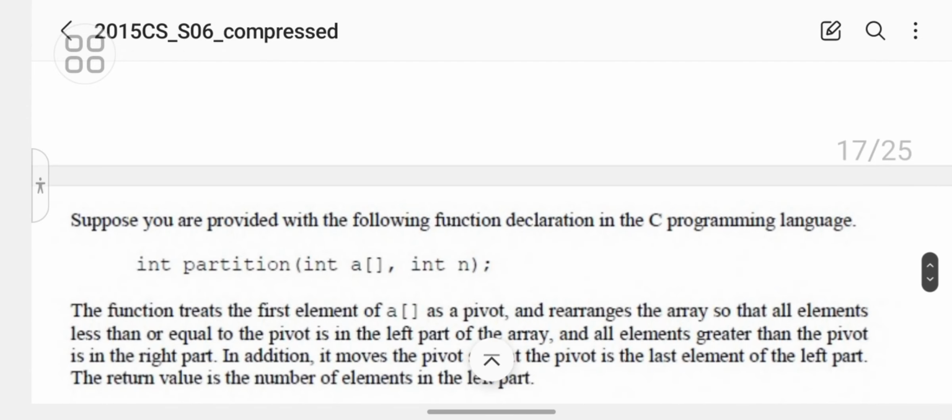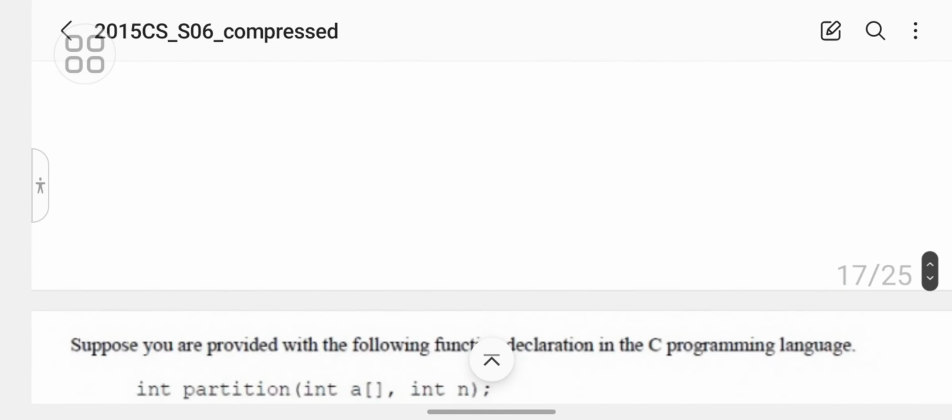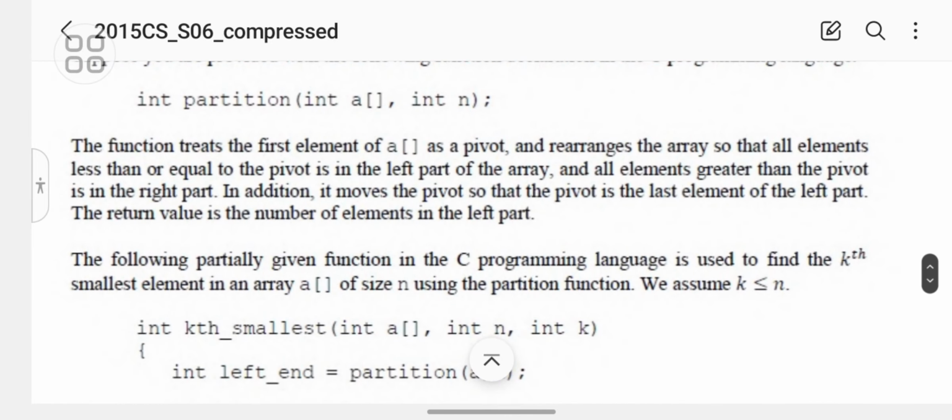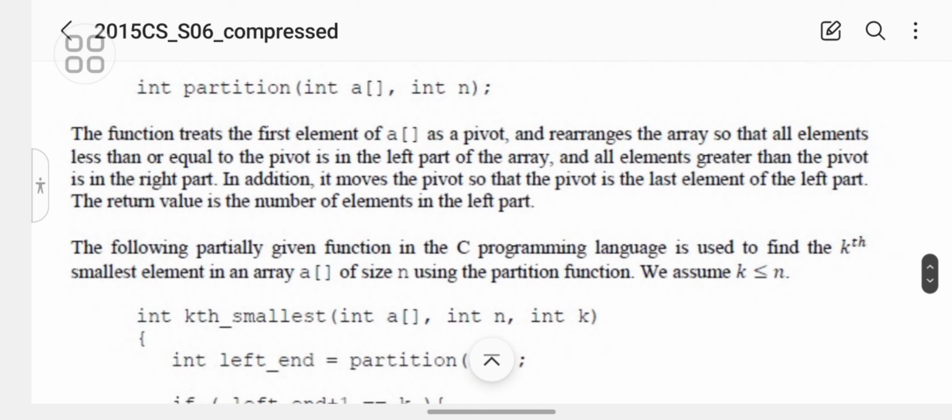So yeah, next is our question number 49, that is asking that suppose you are provided with the following function declaration in the C programming language, int partition(int array[], int n). Now the function treats the first element of the array as a pivot and rearranges the array so that all elements less than or equal to the pivot are in the left part of the array and all elements greater than the pivot are in the right part. In addition it moves the pivot so that the pivot is the last element of the left part. The return value is the number of elements in the left part.